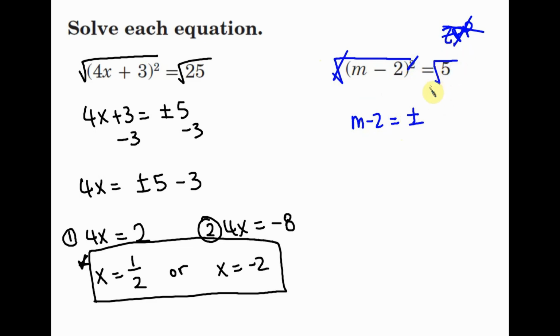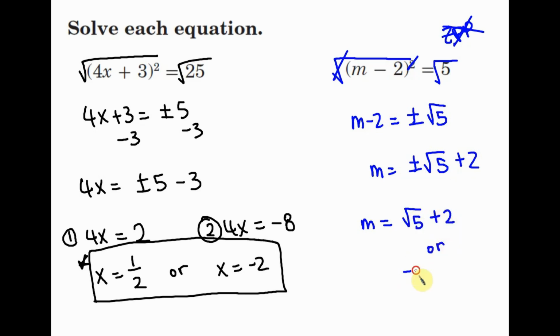Since the square root of 5 is going to be an irrational number, let me just keep the square root of 5. Since I'm solving for m, if I add 2 on both sides, m is equal to plus or minus the square root of 5 plus 2. Which means you could use a calculator to find what the square root of 5 is about, or you can just leave it: m is equal to positive square root of 5 plus 2, or you can write negative square root of 5 plus 2. If you are using a calculator, the square root of 5 is about 2.23.